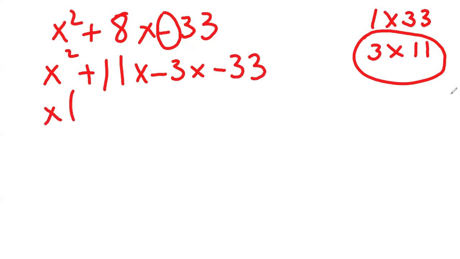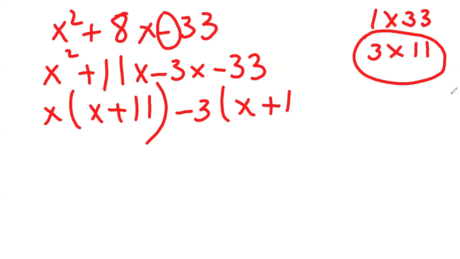X is a common factor here. X plus 11 is left. Now take common from the last two terms. Minus 3 is common. Now what is left? X plus 11 is left.